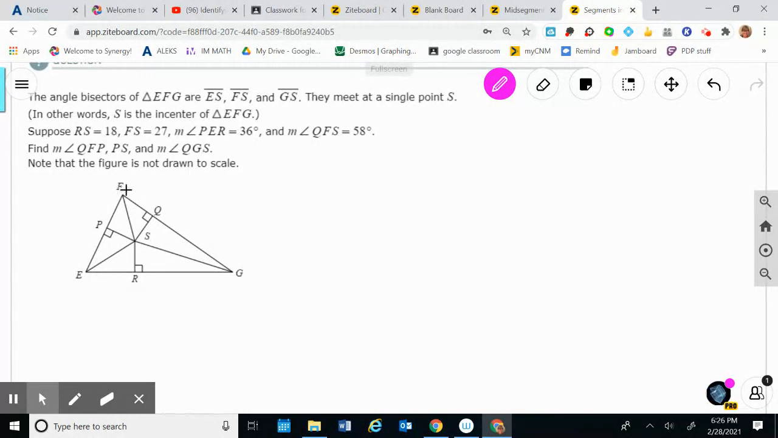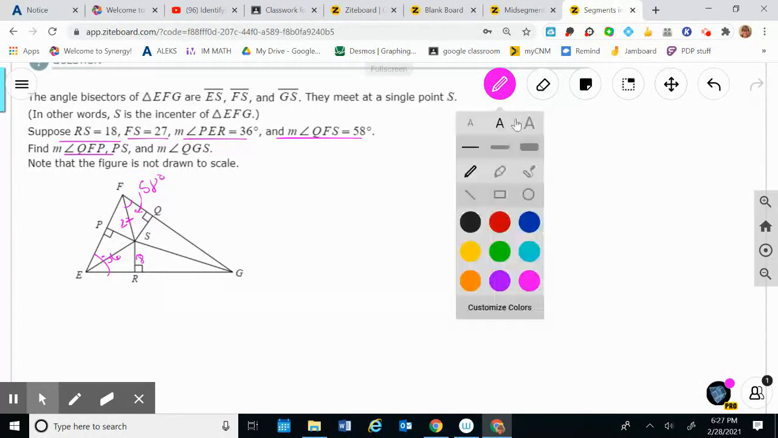Okay, RS is 18. RS is 18 right here. I'm underlining as I finish. FS is 27. Measure of PER, the whole thing, is 36. QFS, this little guy, is 58. Find QFP. Okay, so let's do that.